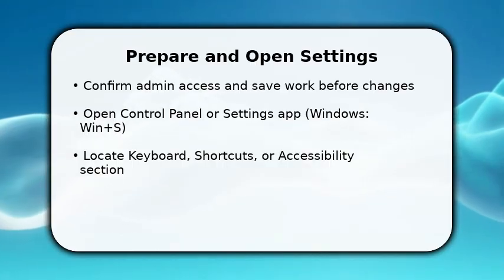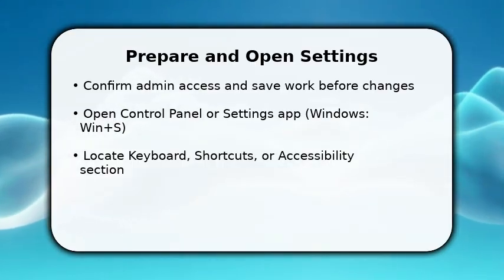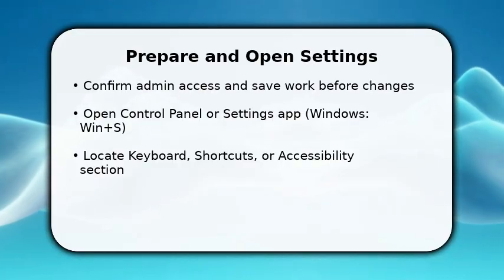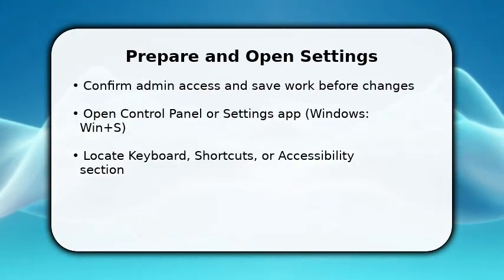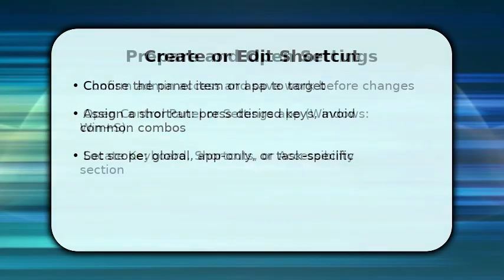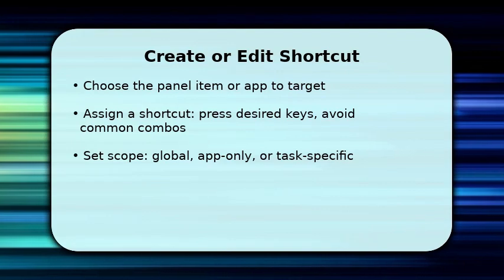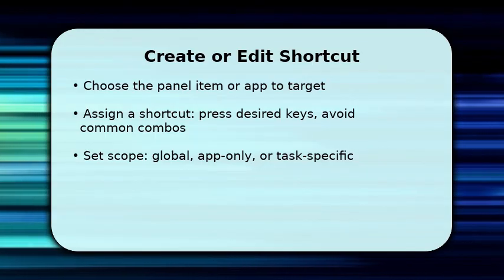You will act quickly to avoid conflicts, so keep the window visible and prepare to add or edit a shortcut entry in the next step. You now pick the specific Control Panel item or app window you want to open with a shortcut. Click Add or Edit, then press the key combination you want. Choose something uncommon to avoid collisions.